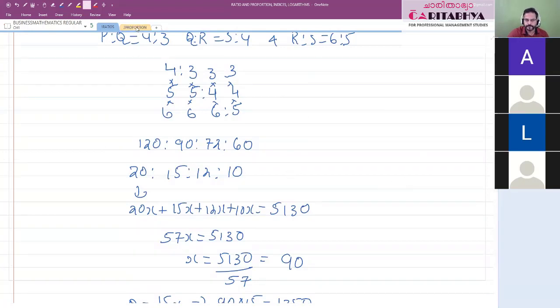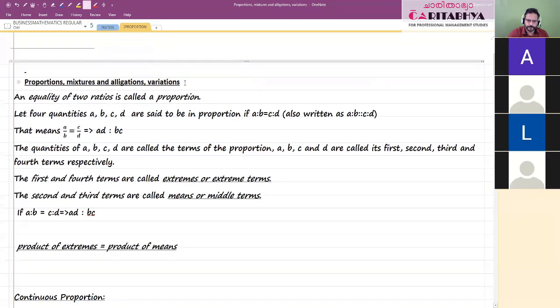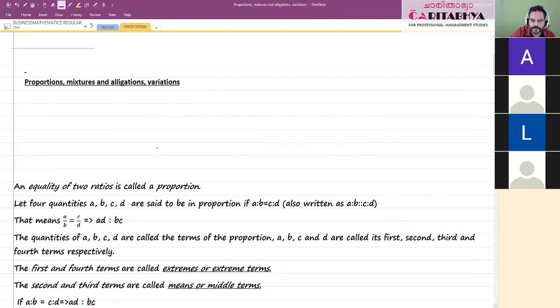നമ്മുടെ സെക്കൻഡ് ഏരിയ പ്രൊപ്പോർഷൻസ് ആണ്. നോട്ട് ചെയ്യാം, നമ്മൾ ഡിസ്കസ് ചെയ്യുന്ന പ്രൊപ്പോർഷൻസ്, മിക്സ്ചേഴ്സ് ആൻഡ് അലിഗേഷൻസ്, വേരിയേഷൻസ്. First one, proportion.